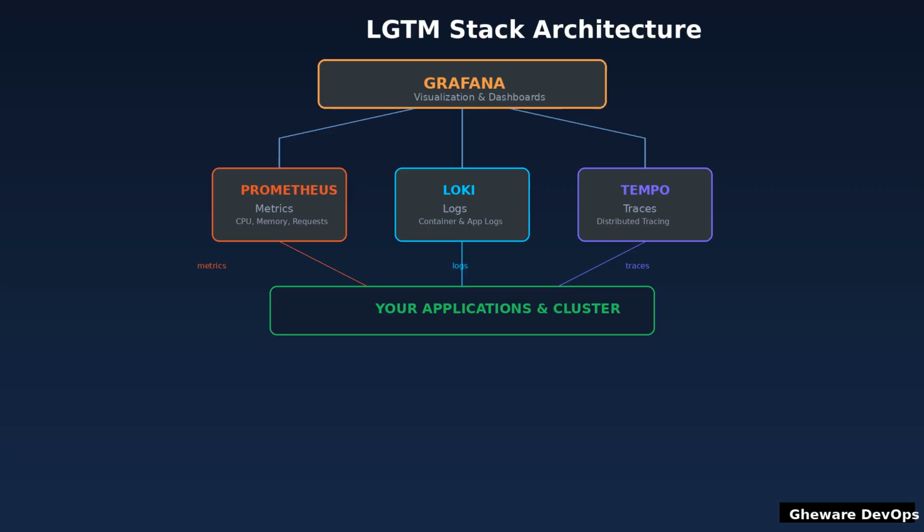Let's deploy it. Here's what we're building. At the top sits Grafana, your single pane of glass for visualization. Below it, 3 data sources. Prometheus scrapes metrics every 15 seconds, CPU usage, memory, request counts, error rates. Loki collects and indexes logs from every pod. Tempo stores distributed traces so you can follow requests across microservices. All data flows up to Grafana where you visualize everything. This is the LGTM Stack, enterprise-grade observability.